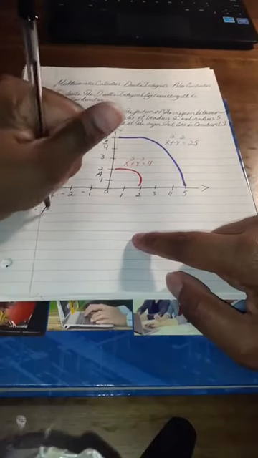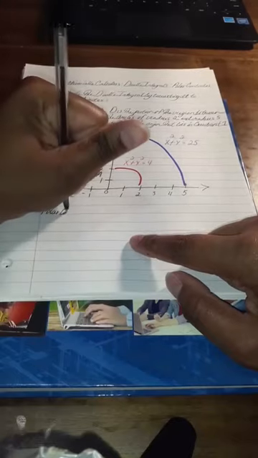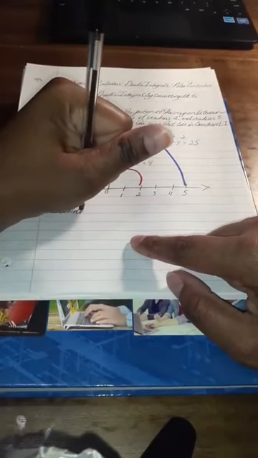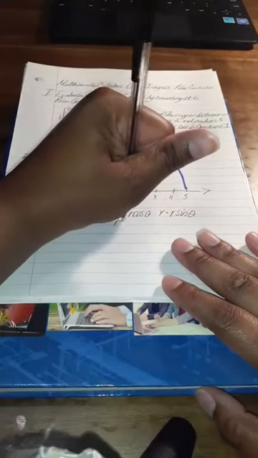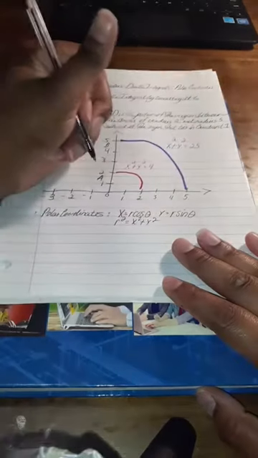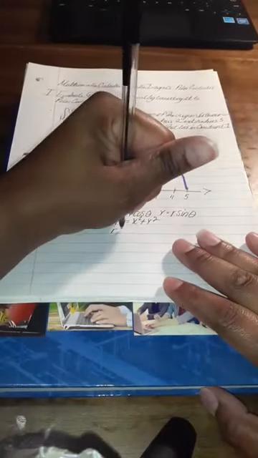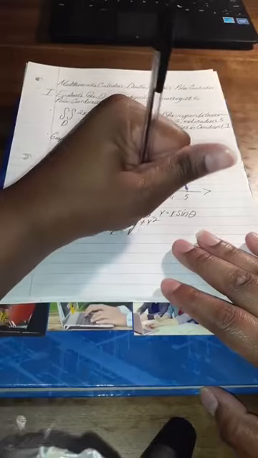Okay, so for polar coordinates, let me just remind you. Remember, x is equal to r cosine theta, and y is equal to r sine theta. And then r squared is equal to x squared plus y squared. And if r squared is equal to x squared plus y squared, then that means that r is equal to the square root of x squared plus y squared.